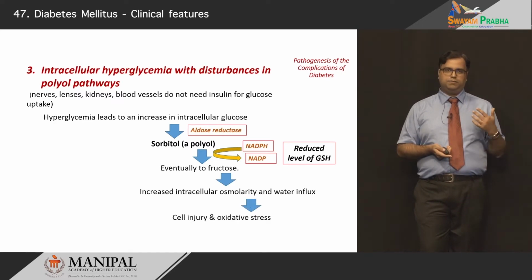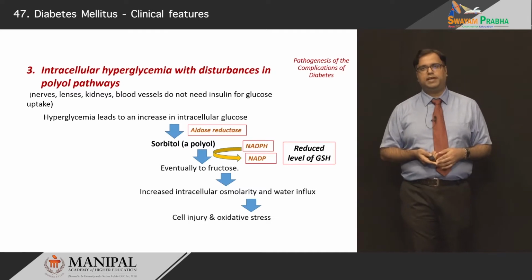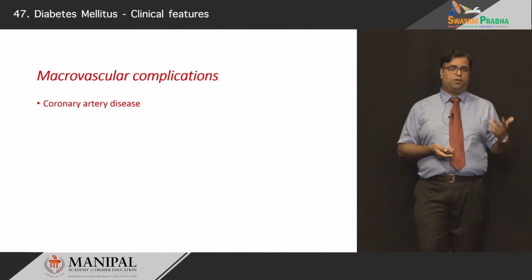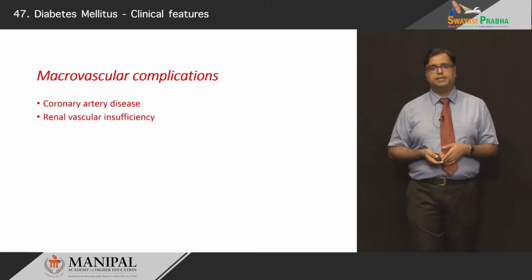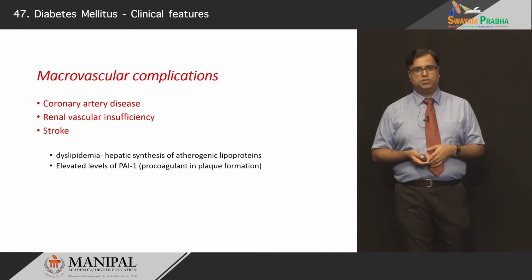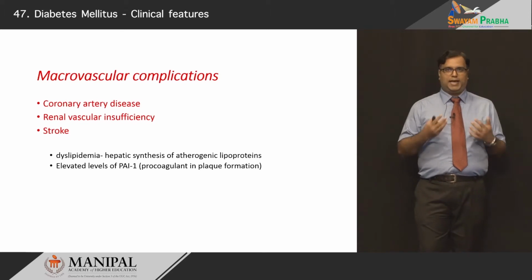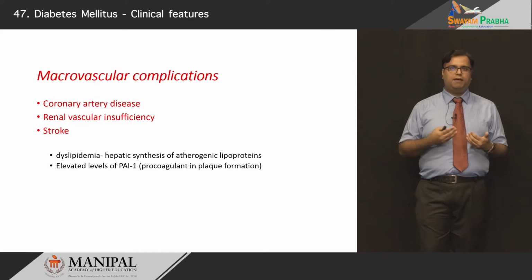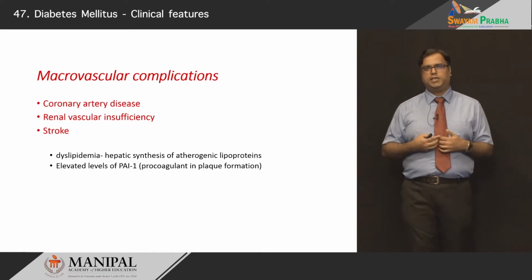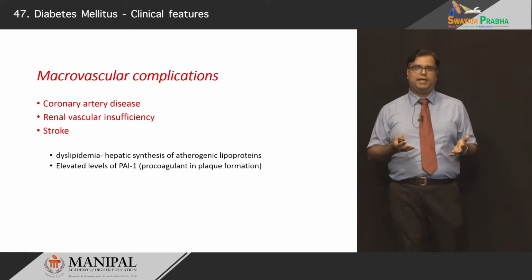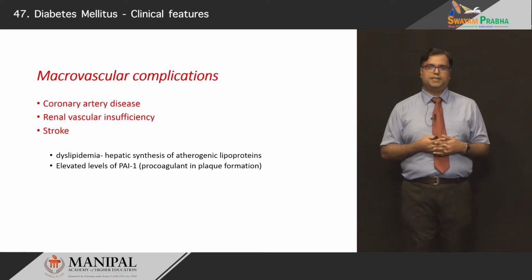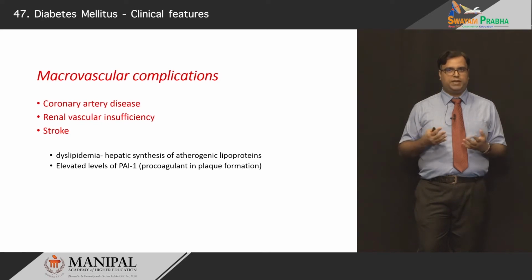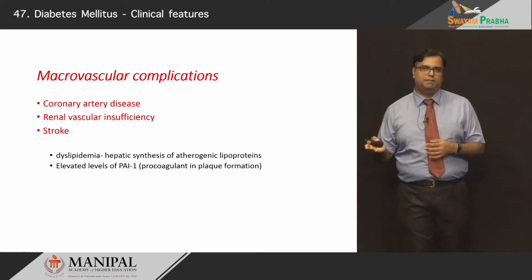Now, finally, it can lead to other downstream effects such as cell injury and oxidative stress. Macrovascular complications can occur such as coronary artery disease, renal vascular insufficiency and stroke. Okay, so, most of it has to do, as we have understood in the last 5 slides or so, with dyslipidemia. So, you may have, preferentially, under the action of absolute lack of insulin or relative lack of it and a hyperglycemic state, selective atherogenic lipoproteins being elaborated a little more by the liver than usual.